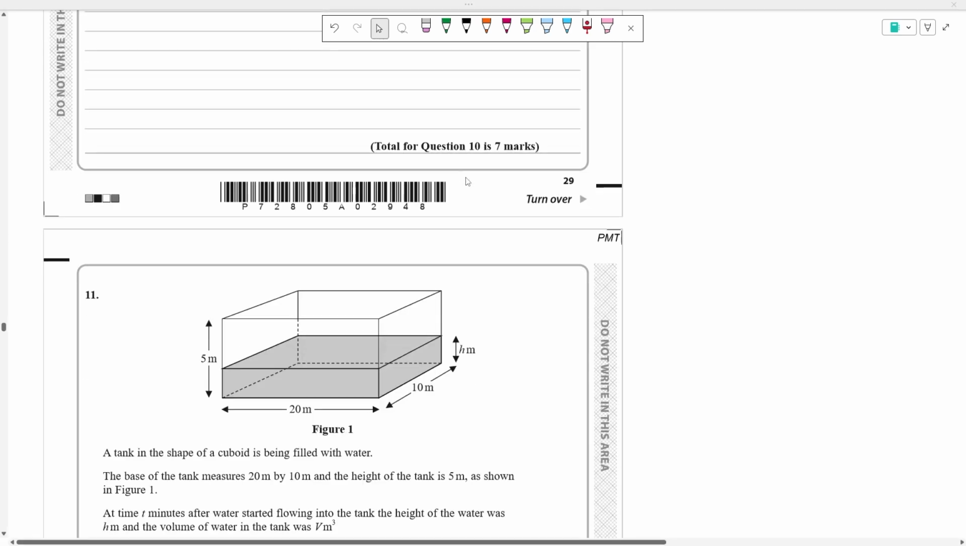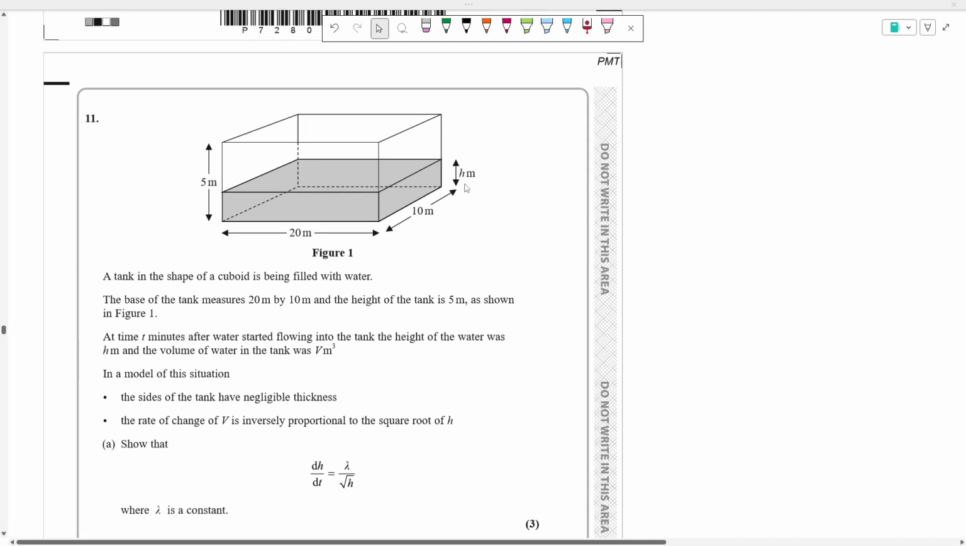Next question. Question 11, we've got some differential equations. A tank in the shape of a cuboid is being filled with water, and we've got some measurements. At time t after water started flowing into the tank, the height of the water was h meters and the volume of the water was V meters cubed. In a model of the situation, the sides of the tank have negligible thickness and the rate of the change of V. Ooh, okay, so this part is actually very important.